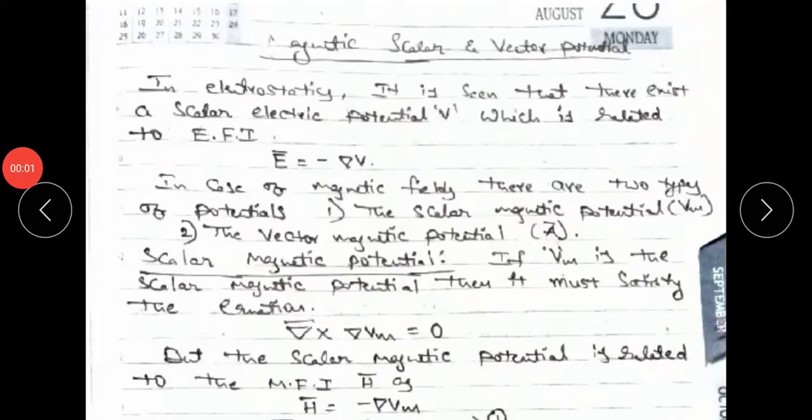Okay, now I would like to explain about the magnetic potential. The magnetic potential is divided into two types: scalar magnetic potential and vector magnetic potential. Okay, magnetic, scalar and vector potentials.